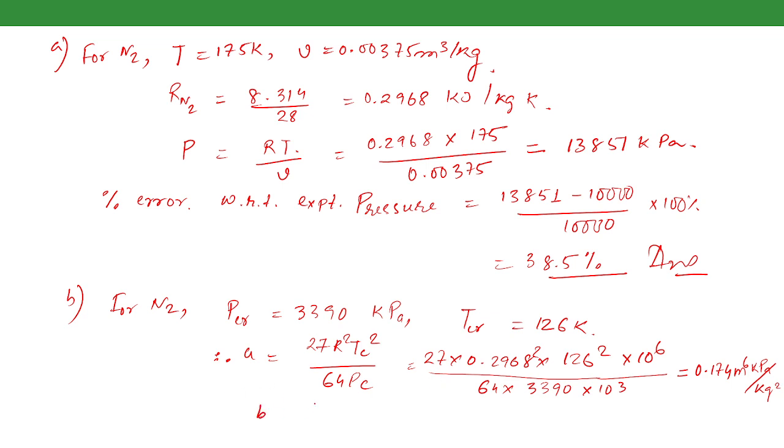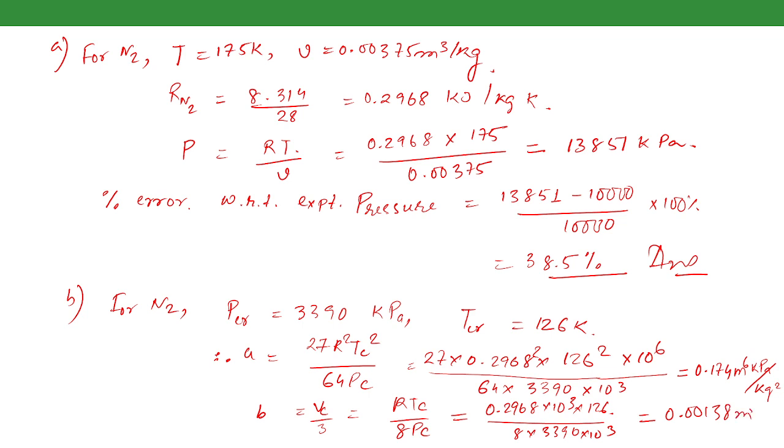And B is Vc by 3, or 8 RTc by 8 Pc. So this is 0.2968 into 10 to the power 3 into 126 by 8 into 3390 into 10 to the power 3. So it gives a value of 0.00138 meter cube per kg.